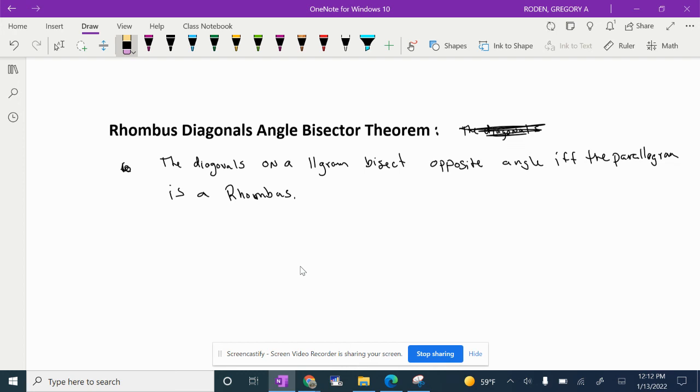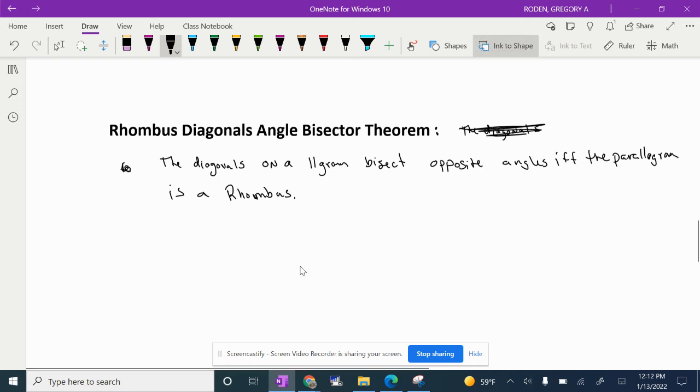Okay, let me say this one more time. Sorry about that. The diagonals on a parallelogram bisect opposite angles if and only if the parallelogram is a rhombus. Okay, so if the parallelogram is a rhombus, then the diagonals bisect the opposite angles. If the diagonals on a parallelogram bisect the opposite angles, then the parallelogram is a rhombus.